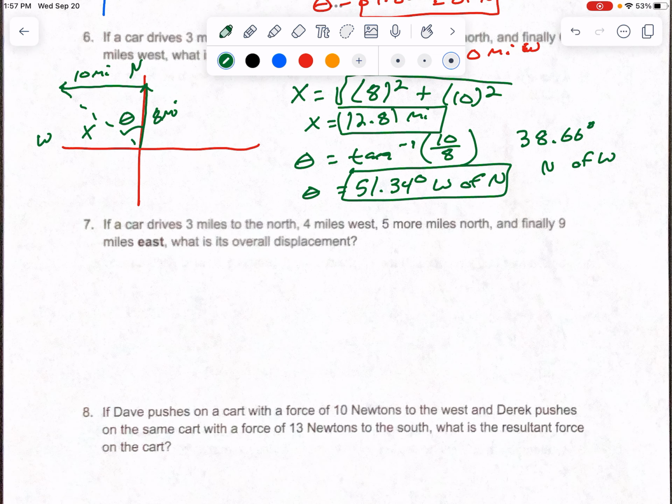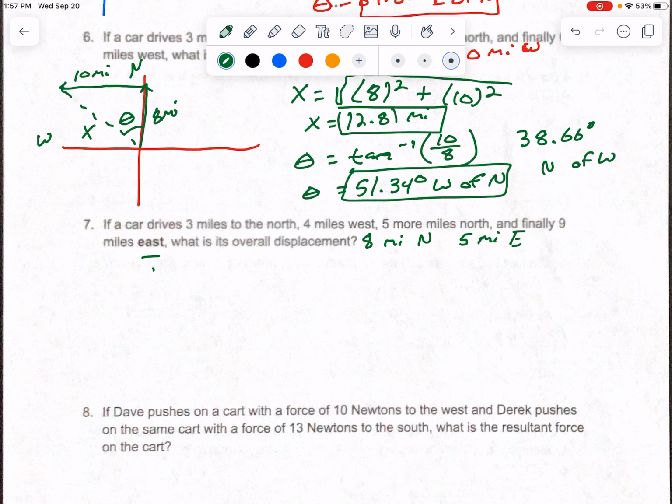Number 7: if a car drives 3 miles north and 4 miles west, 5 miles north and 9 miles east. So there's a reason we bold things like that. We're going to do the same thing, but we just have to watch out for directions now. 3 miles north and 5 miles north is still 8 miles north. 4 miles west and 9 miles east, you can't just add those together because they're conflicting. So you'd subtract them. You're going to end up east because you had a bigger value going east. 9 minus 4 means you ended up 5 miles east.